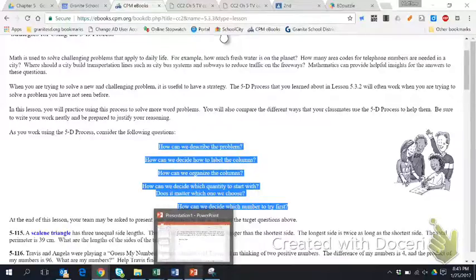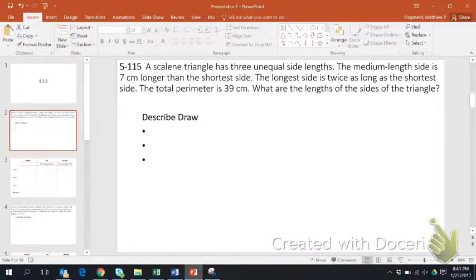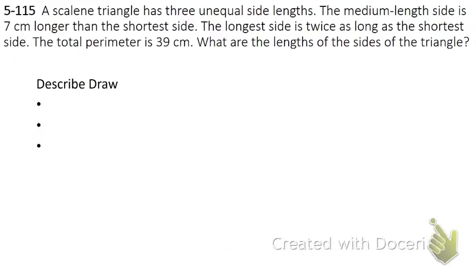We've got problem 515. And it reads, a scalene triangle has 3 unequal side lengths. The medium length side is 7 centimeters longer than its shortest side. The longest side is twice as long as the shortest side. The total perimeter is 39 centimeters. What are the lengths of the sides of the triangle?